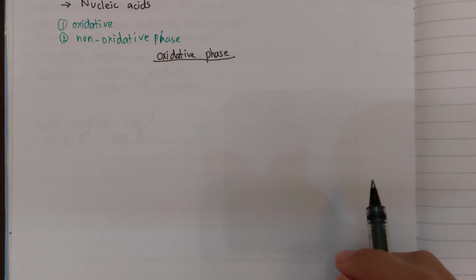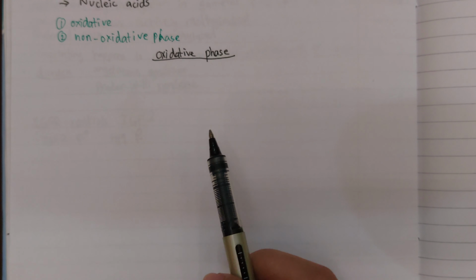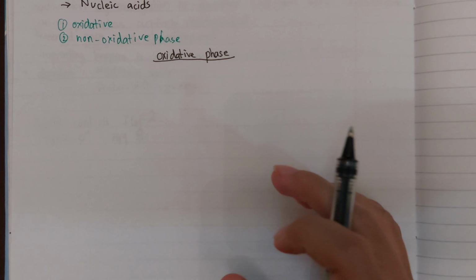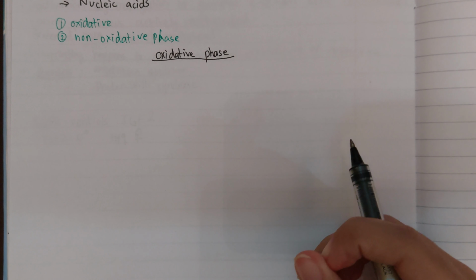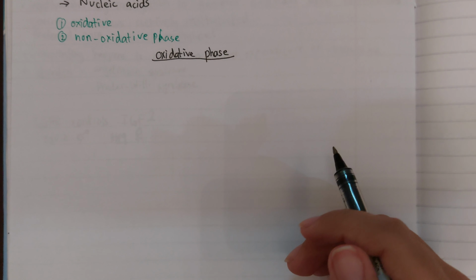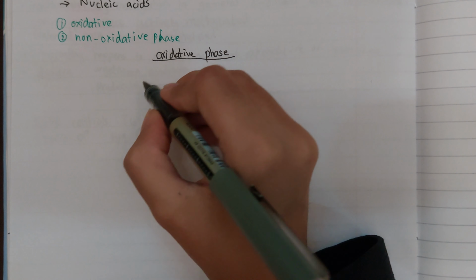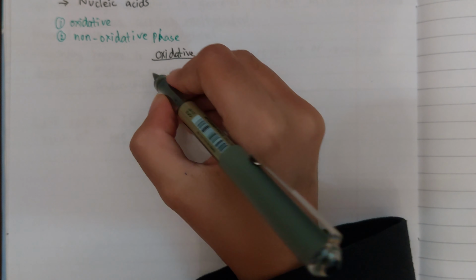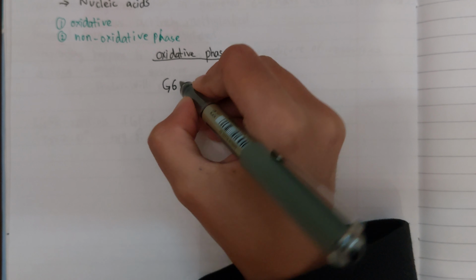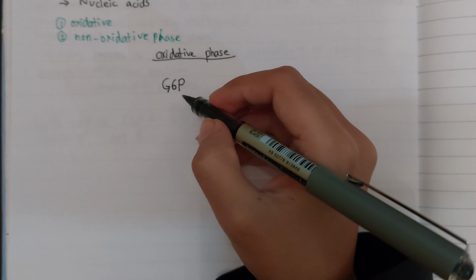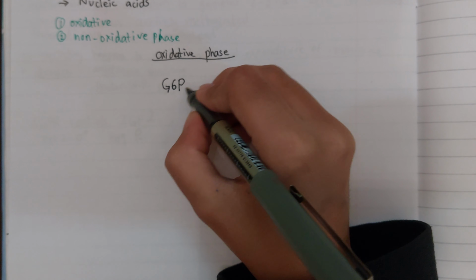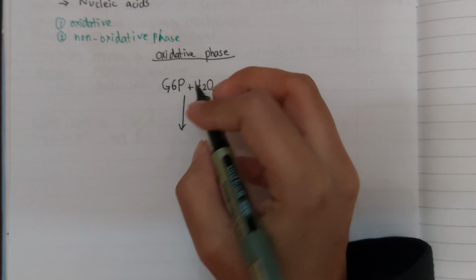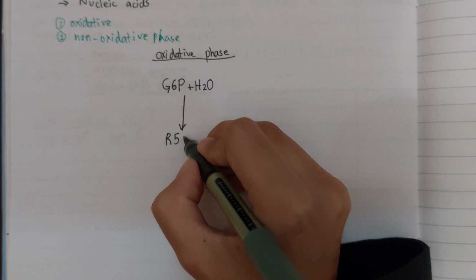To explain the oxidative phase, I won't be writing the names of the compounds because it gets hard to retain that information, and I won't be drawing the structures. I will be writing abbreviations to make it brief and easy to absorb. The first reactant in this reaction is glucose 6-phosphate. It combines with water and produces ribulose 5-phosphate.